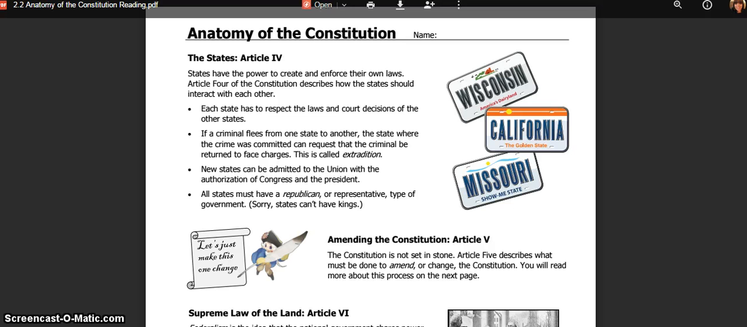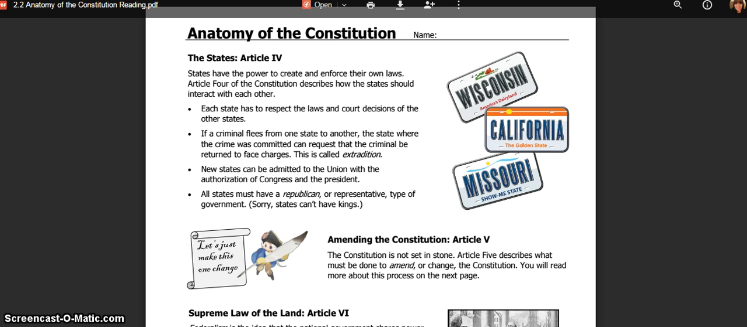The states, Article 4. States have the power to create and enforce their own laws. Article 4 of the Constitution describes how the states should interact with each other. Each state has to respect the laws and court decisions of the other states. If a criminal flees from one state to another, the state where the crime was committed can request the criminal be returned to face charges.